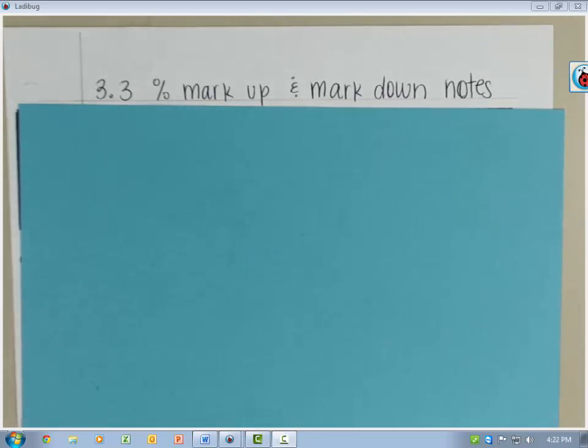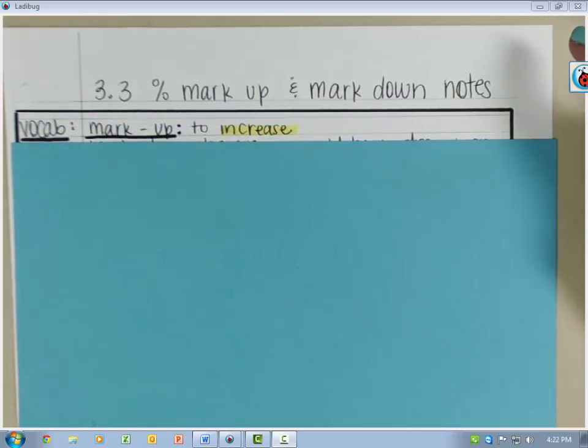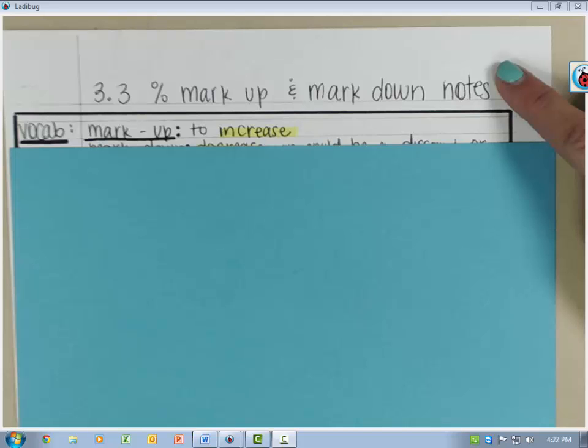So, here's our new style of flipped classroom. Today we're going to be talking about 3-3, and that's percent markup and percent markdown notes. So, first some vocab. Markup, all that means is to increase. Think about up. To mark it up, it means to increase. What's highlighted goes in your blanks.